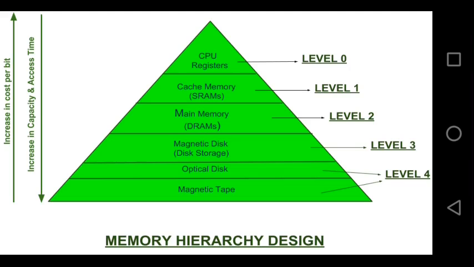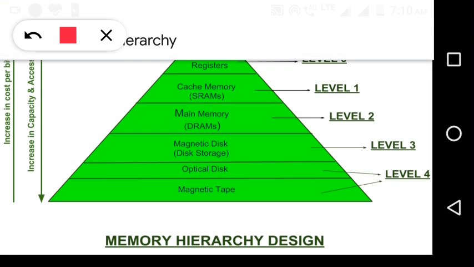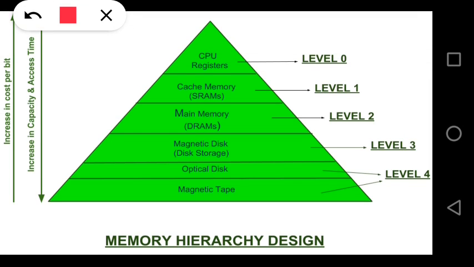Next, look at this picture. It also has the same memory hierarchy: CPU registers, cache memory. Next, we have main memory and magnetic disk, optical disk, magnetic tape. So these are called different memory at level 0, level 1, level 2, level 3, level 4. Total 5 levels of memories.